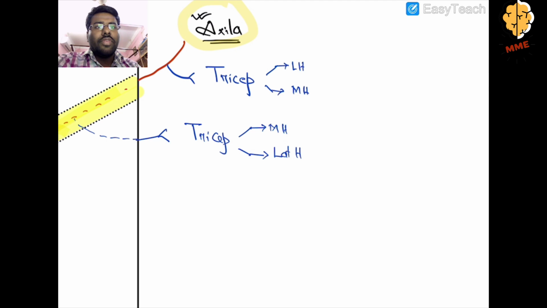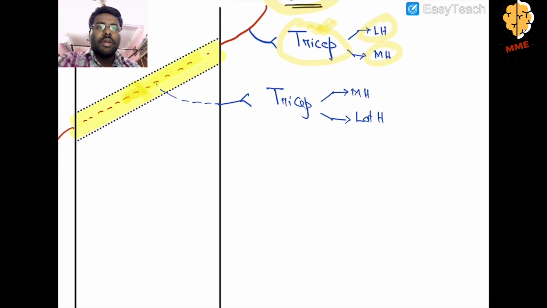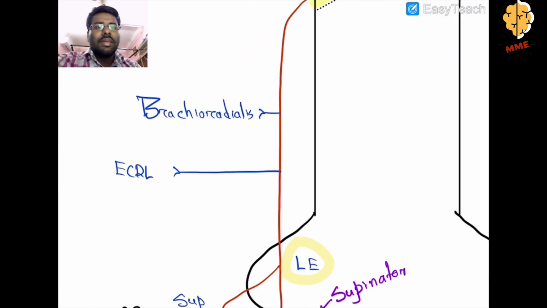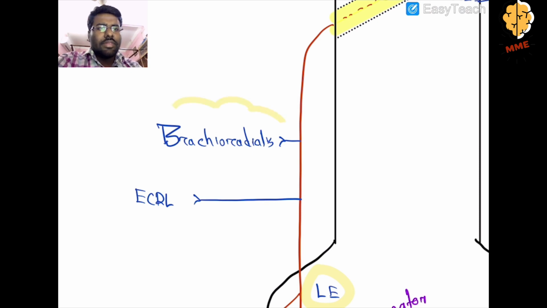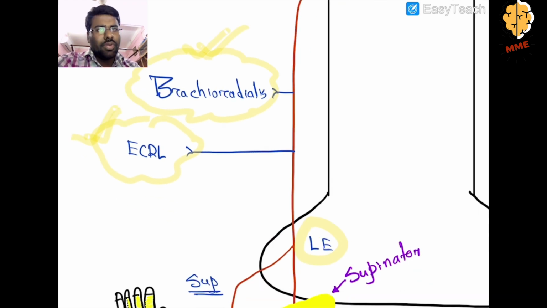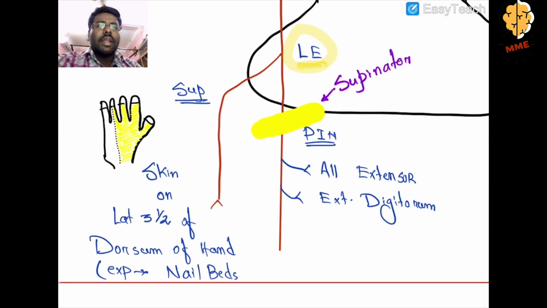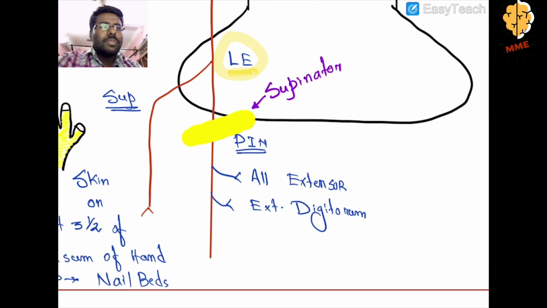Now coming to the branches. Firstly, in the axilla, it gives a branch to the triceps, one to the long head and one to the medial head. Then in the spiral groove, it again gives a branch to the triceps, one to the medial head and one to the lateral head. In the arm, it gives two branches, one to the brachioradialis and one to the ECRL, extensor carpi radialis longus.